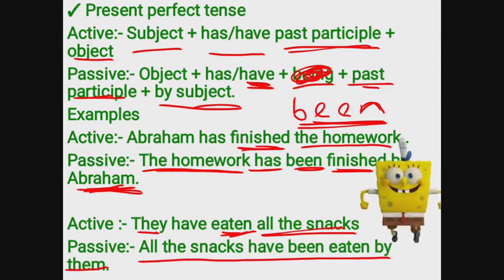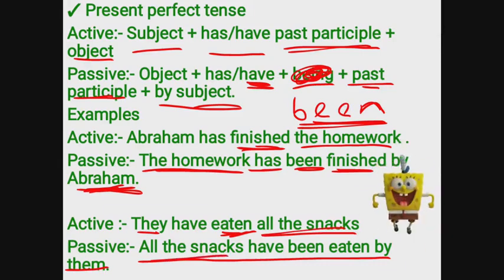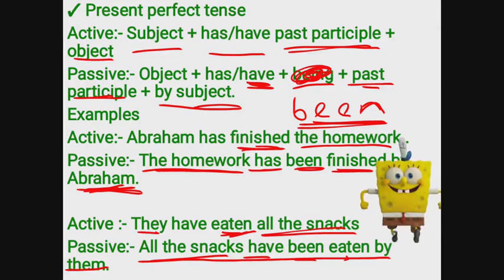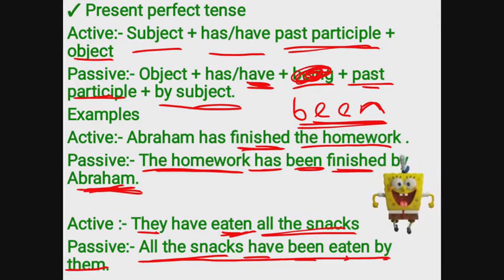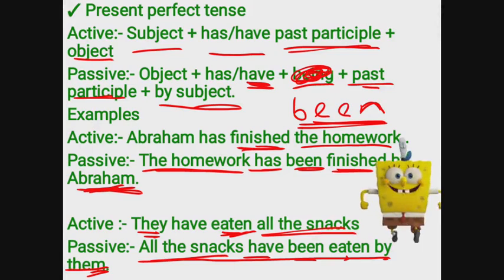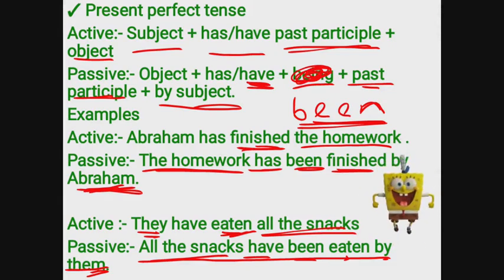So all the snacks becomes the subject. We use "have" because it is more than one snack. We add "been". We maintain our "eaten", which is the past participle. We always add "by", and "they" becomes what? "Them". All right. So if you go to the table, you see that we have the pronoun. So all these are 3 rules you need to follow when you are doing this particular exercise.